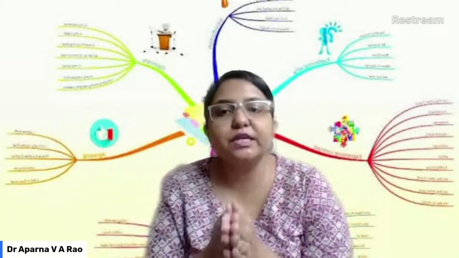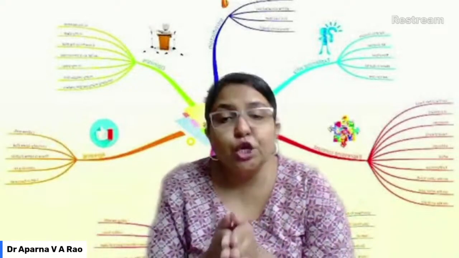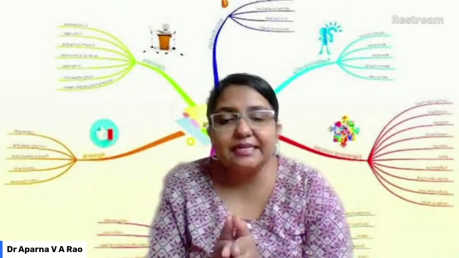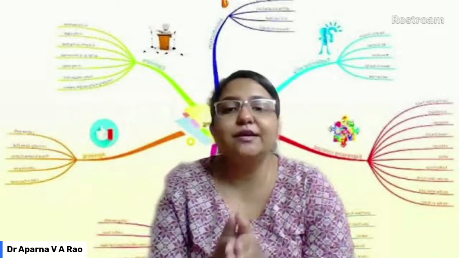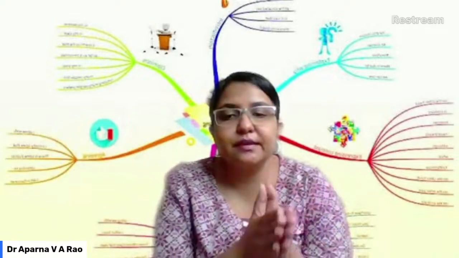Approach mind mapping with an open and exploratory mindset, allowing for free association and generation of creative ideas. Imagination and creativity: utilize your imagination and creative thinking skills to make connections, add visual elements, and explore different possibilities. Fourth is association and linking. Practice associating ideas and concepts together, finding relationships and connections between different elements in the mind map.